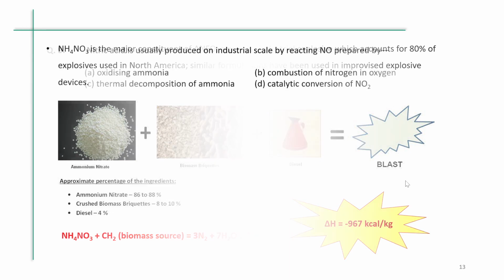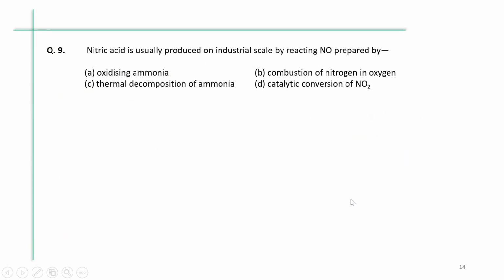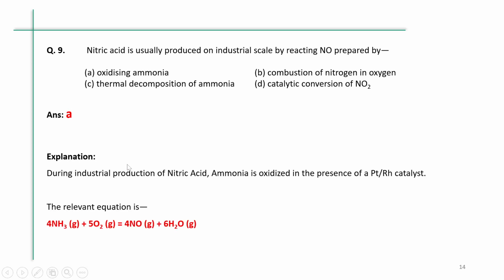Now, nitric acid is usually produced on industrial scale by reacting a nitrogen oxide prepared by oxidizing ammonia, combustion of nitrogen in oxygen, thermal decomposition of ammonia, or catalytic conversion of nitrogen dioxide. Correct answer is oxidizing ammonia. So during industrial production of nitric acid, ammonia is oxidized in presence of some catalyst. Generally platinum rhodium catalyst we will use. The relevant equation is ammonia plus oxygen, so nitrogen oxide will be forming along with water.